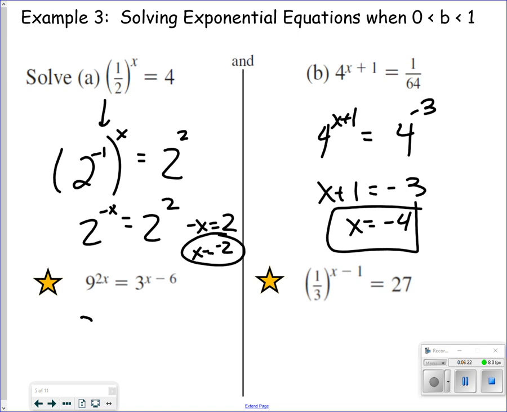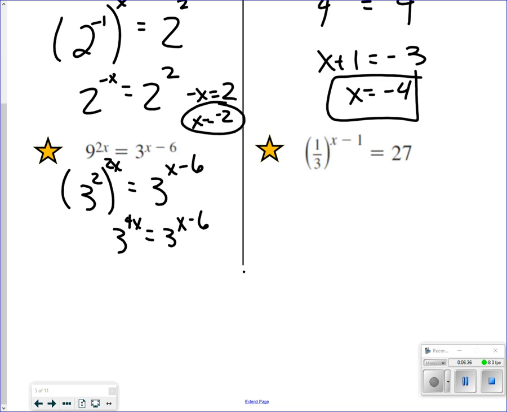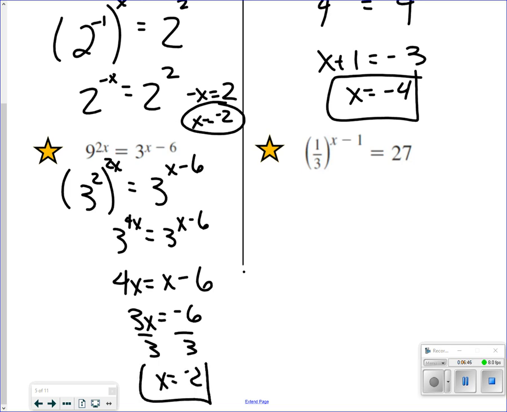So 9 is 3 to the second power. So I broke down 9 so that it's a smaller value. Power raised to a power, I multiply the two powers together. So I took 2 times 2x. Now the bases are the same. Anytime the bases are the same, the exponents can be solved. So I'm going to subtract x and divide by 3. So again, the key of today is that the bases are the same.